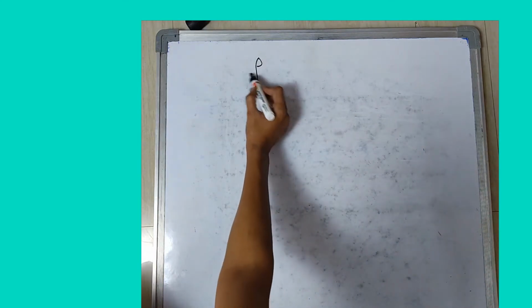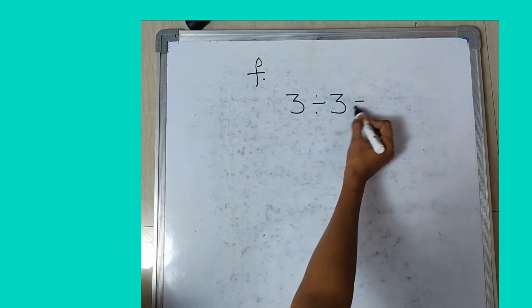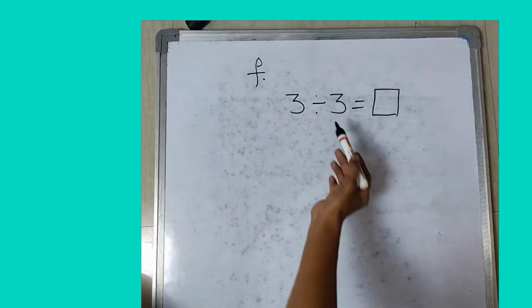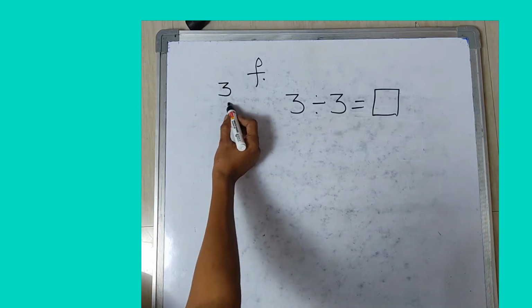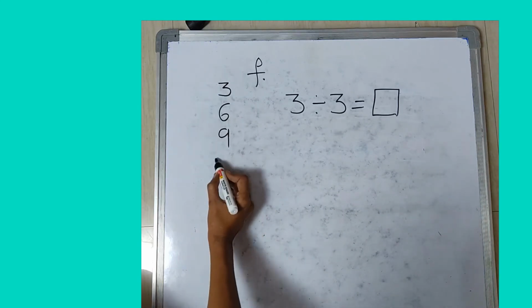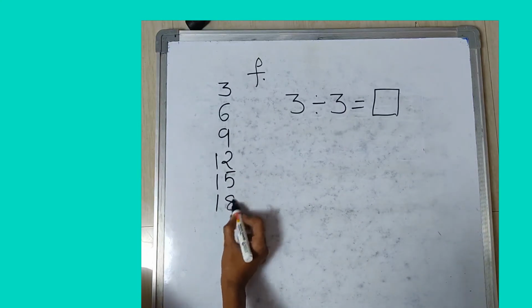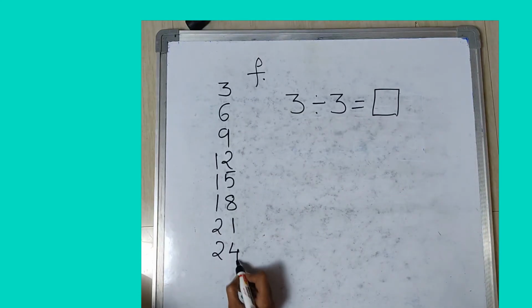Let's see question F. 3 divided by 3 is equal to how much? Here we have to write 3's table. So write down the 3 table here. 3 1 is 3, 3 2 is 6, 3 3 is 9, 3 4 is 12, 3 5 is 15, 3 6 is 18, 3 7 is 21, 3 8 is 24, 3 9 is 27, 3 10 is 30.